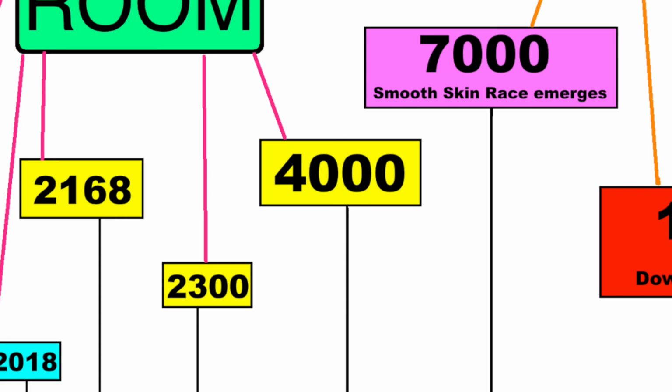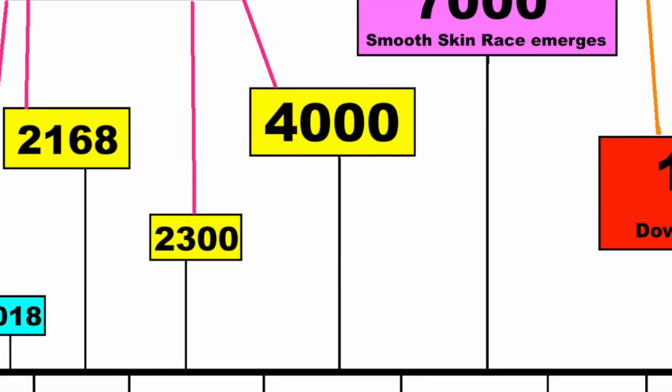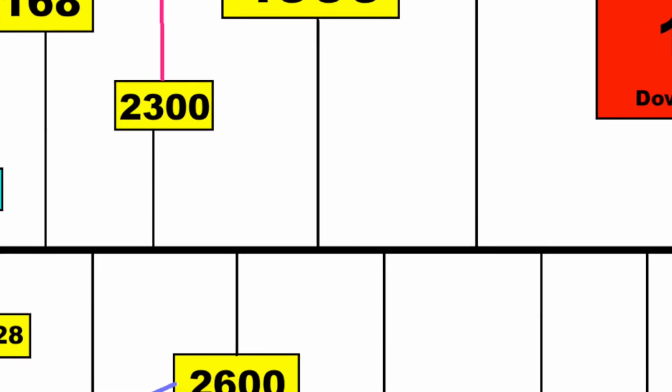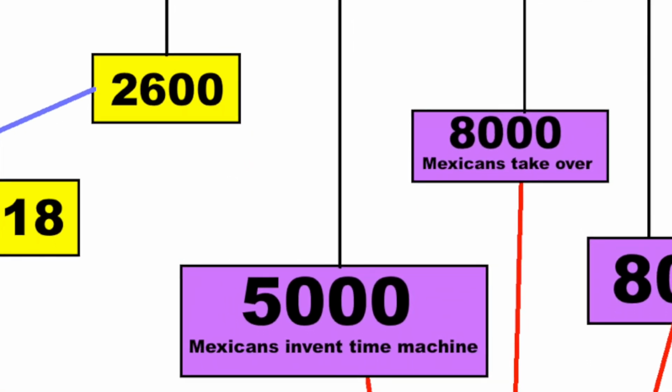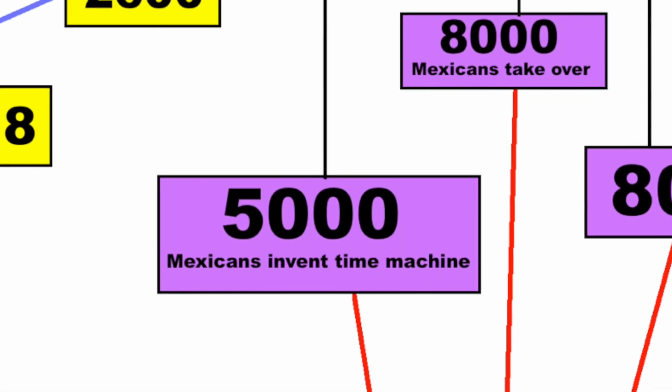Very impressed. In the year 5000, the Mexican race begins to work on the time machine and eventually becomes successful at time travel, prompting the beginning of the Mexican takeover. Our race, the Mexicans, in around the year 5000, we actually invented time travel.